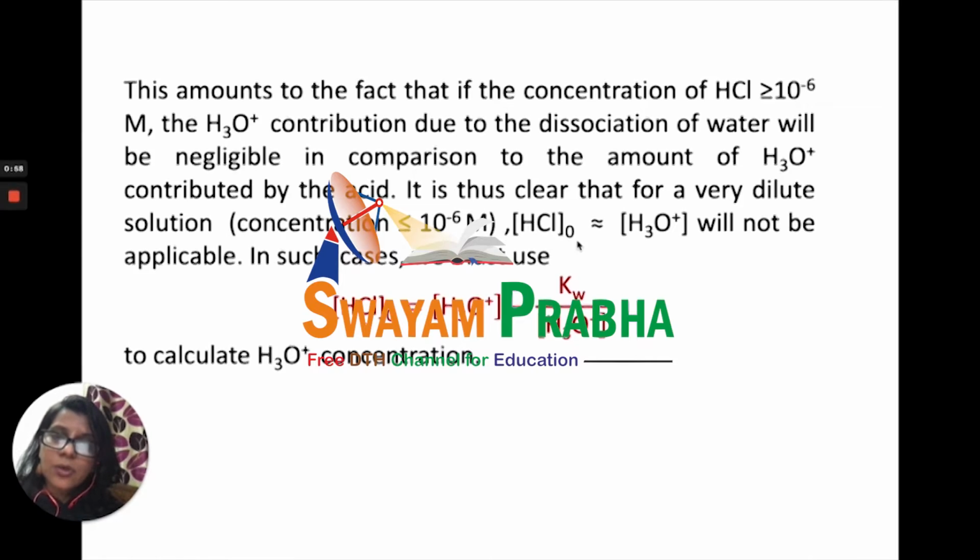But if the concentration of the solution is less than 10 to the power minus 6 molar, then HCl naught approximately equal to H3O plus will not be applicable, and in that case the whole expression will be taken: HCl naught is equal to H3O plus minus Kw upon H3O plus. That is, in that case the contribution to the H plus is coming from both the dissociation of the strong acid as well as from the autoionization of the water.